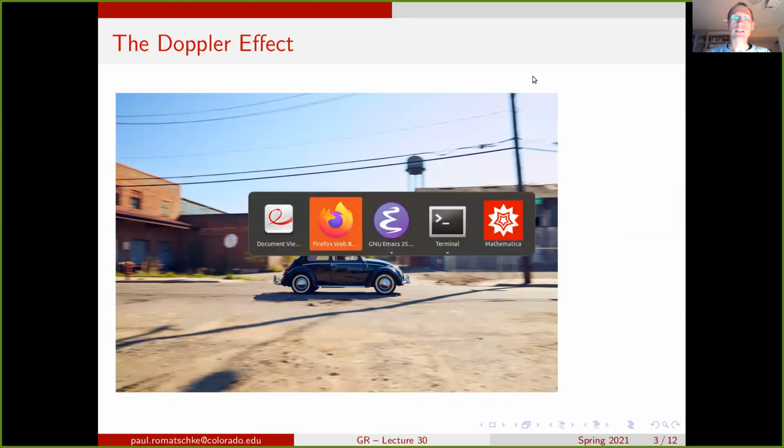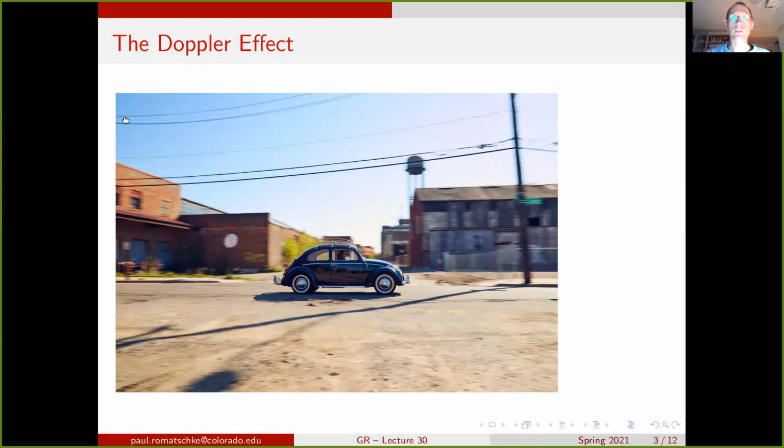If there's a car that's speeding along the road and it's honking its horn, it might sound like this. So you should notice that the pitch of the car is higher when the car is approaching and honking its horn, and it gets shifted to lower frequencies as the car is moving away. This is known as the Doppler effect, and it is a well-known phenomenon from everyday life.